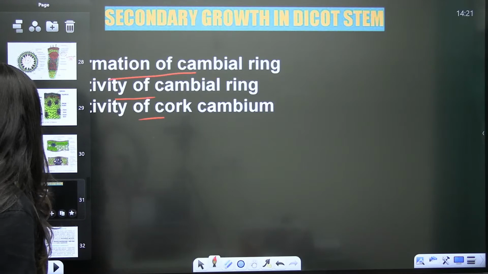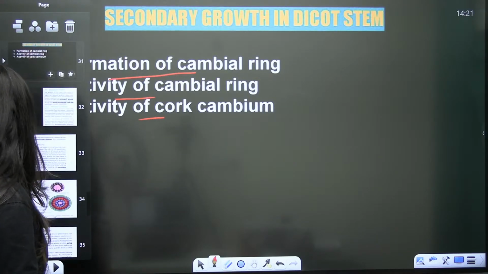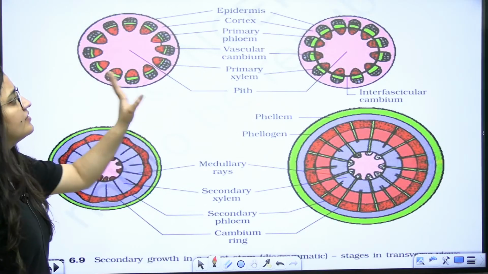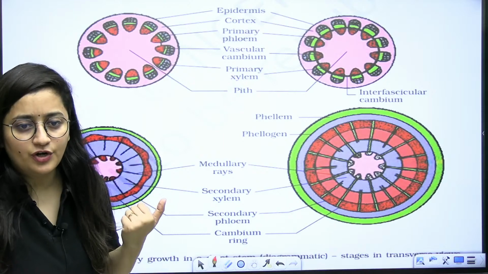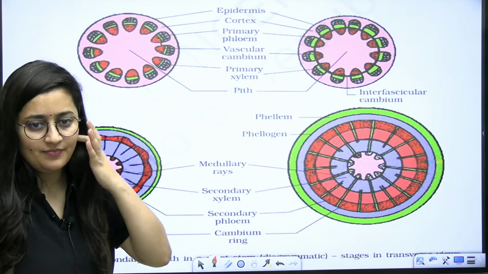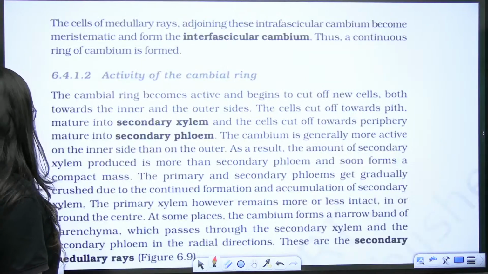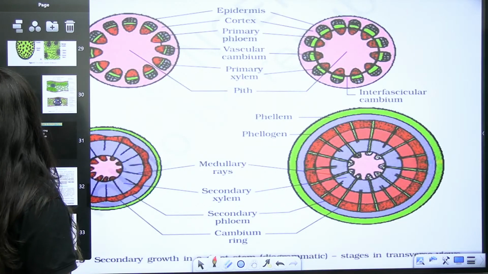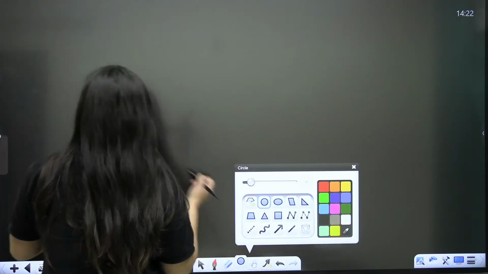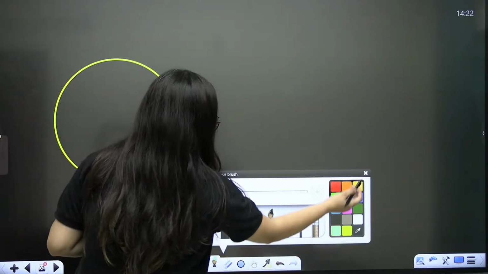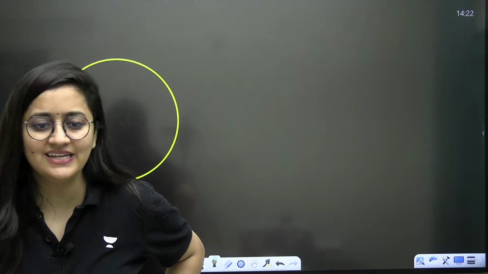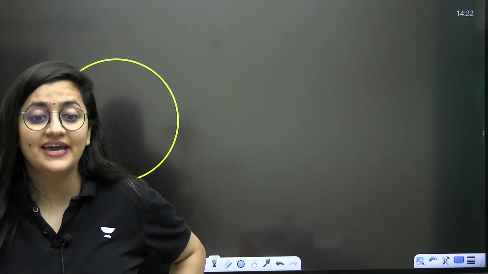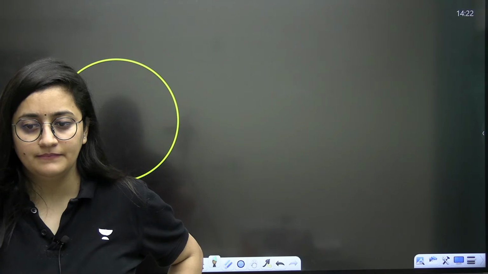Chalo. So now let's start this particular topic, the formation of cambial ring and the activity of the cork cambium. What do you know about the secondary growth? Here, no doubt, we need to follow the NCERT only. This is a diagram that we need to understand. What do you know about this topic? Do you find it difficult or very easy? Tell me quickly. I'll make it very easy for you. And yes, this topic is easy. Chalo, let me explain this.